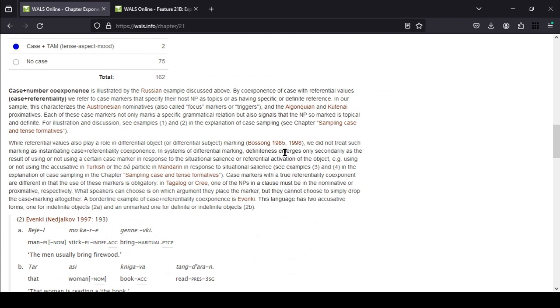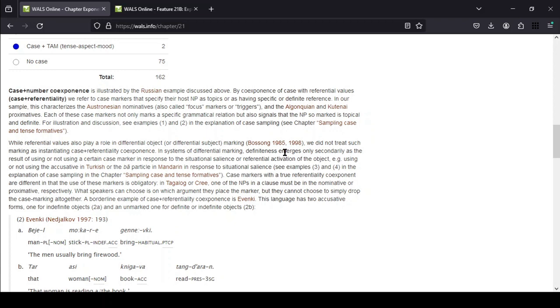Case number coexponence is illustrated by the Russian example discussed above. By coexponence of case with referential values, case plus referentiality, we refer to case markers that specify their host NP as topics or having specific or definite reference. In our sample, this characterizes the Austronesian nominatives, also called focus markers or triggers, and the Algonquian and Kootenai proximatives.